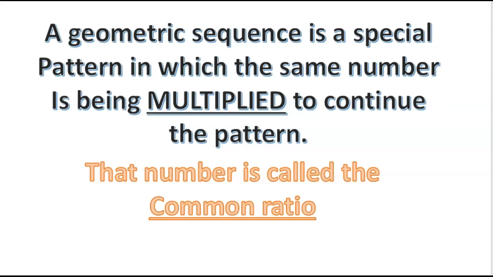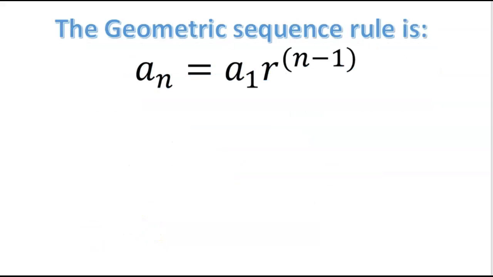But it's still the same pattern, because in either one, what do you do to get to the next number in the pattern? And when we had an exponential function, we called that multiplier either a multiplier or a growth factor. When it's a geometric sequence, we call that multiplier a common ratio. And this is what you need to write down. This is the geometric sequence rule.